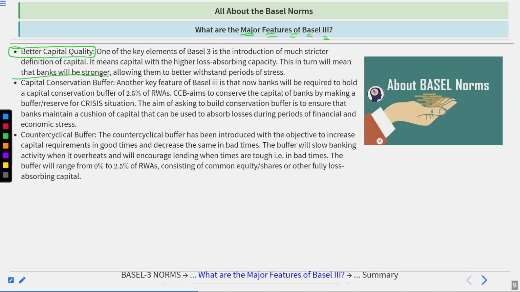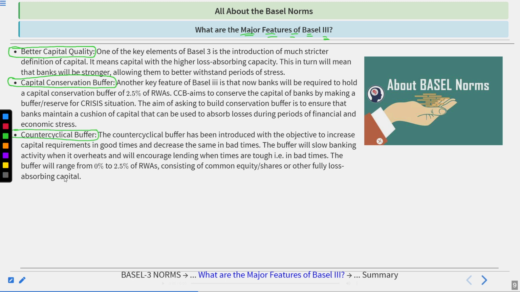Second, capital conservation buffer. Another key feature of Basel III is that banks will now be required to hold a capital conservation buffer of 2.5% of RWAs, which means risk-weighted assets. The CCB aims to conserve the capital of banks by building a buffer reserved for crisis situations. The aim of asking banks to build a conservation buffer is to ensure that they maintain a cushion of capital that could be used to absorb losses during periods of financial and economic stress.